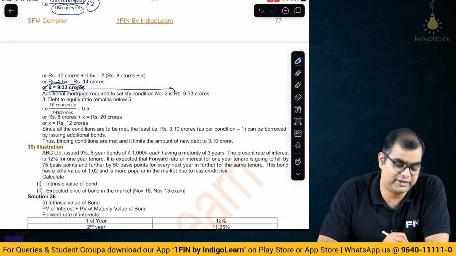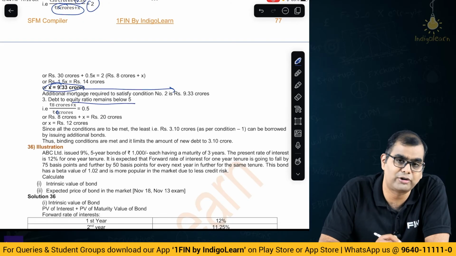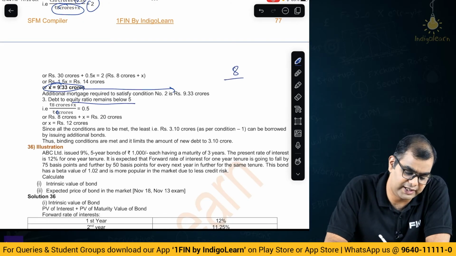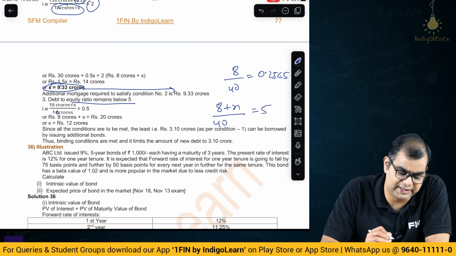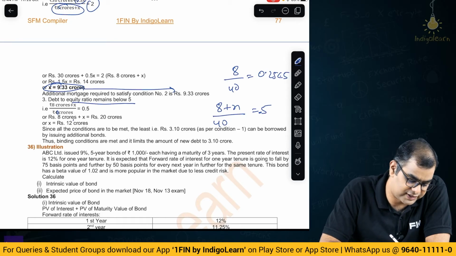So, what is the third covenant? The third covenant is that the debt to equity ratio remains below 0.5. What is the current debt to equity? 8 is the loan, 40 is the equity, so it is 0.2, less than 0.5. How much debt can you take such that this ratio is exactly equal to 0.5? You solve for this, and you get a value of x as 12 crores.